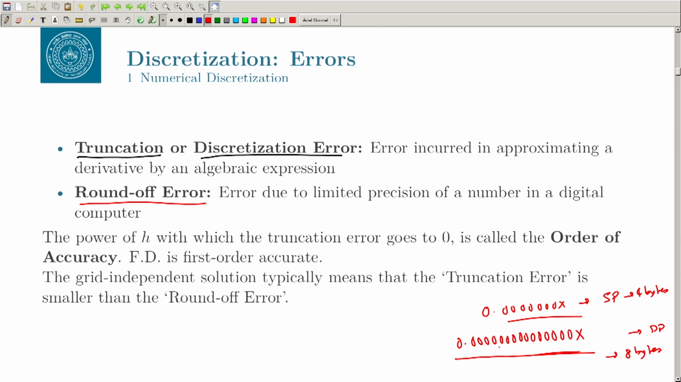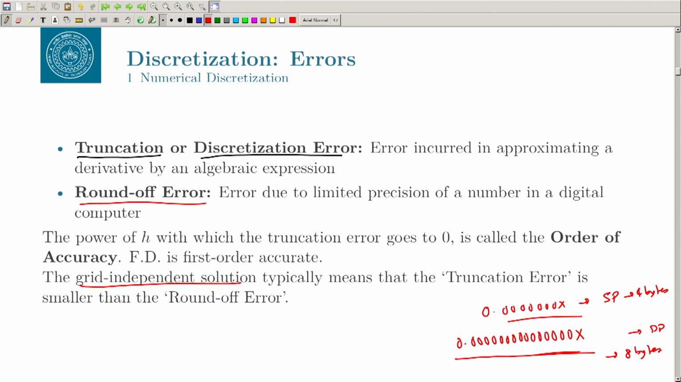So, what we want to do in a CFD simulation, once we do the truncation and discretize our grid and try to calculate our values, the approximate function, is to get some kind of grid independent solution. What is a grid independent solution? Let us say you are interested in a certain variable, and you basically refine the grid.